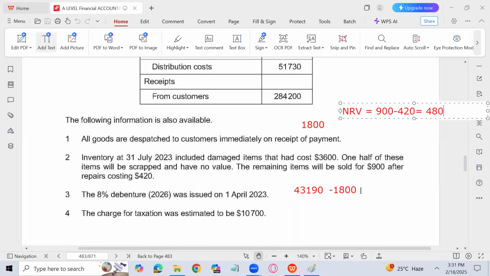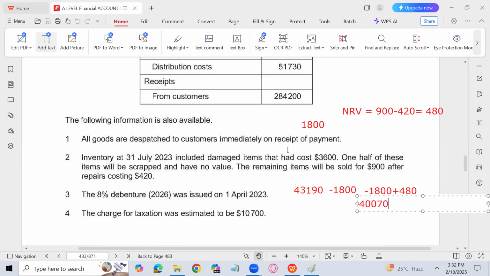So what I'm going to do, minus 1800 has completely become zero for us. That is why I have subtracted 1800. Again, I will subtract 1800, the remaining damaged inventory, but I will add how much? 480. Because the remaining 1800 of the damaged inventory, its value is now 480. We should have recorded 480 rather than 1800. So the correct value of the inventory is 40070, which you are supposed to write over here.